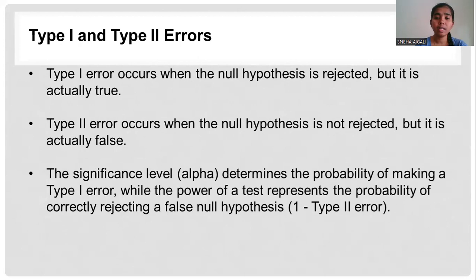The significance level, that is alpha, determines the probability of making a type 1 error, while the power of a test represents the probability of correctly rejecting a false null hypothesis. That is likely to be a type 2 error.